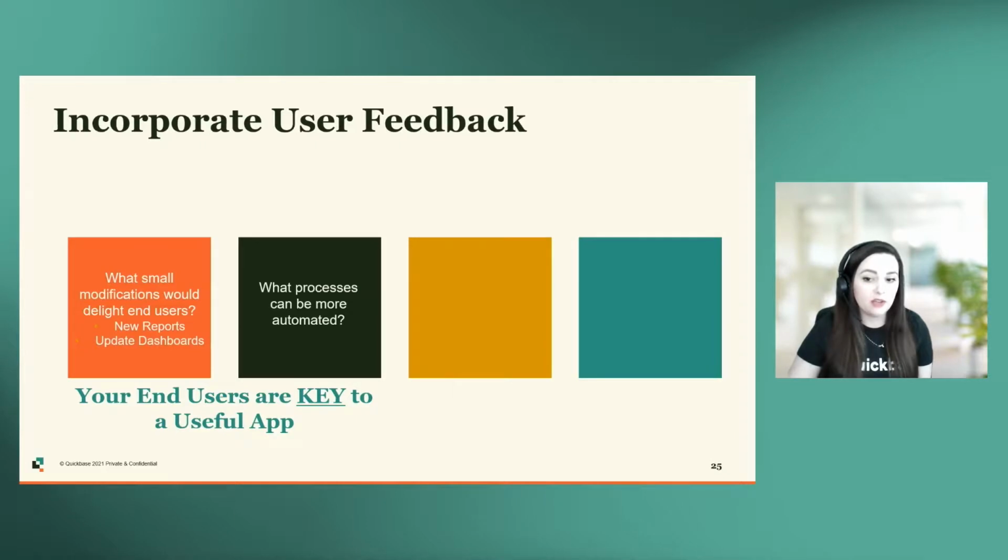So looking at the feedback you gathered during your interviews, what are small modifications that we can add to delight our end users? Which are quick and easy wins that will likely increase usage or adoption? An example of some easy delighters: adding additional reports, updating dashboards. You can even customize these per role. You can update forms to only show fields that pertain to one role and another form that shows fields that might pertain to another role.